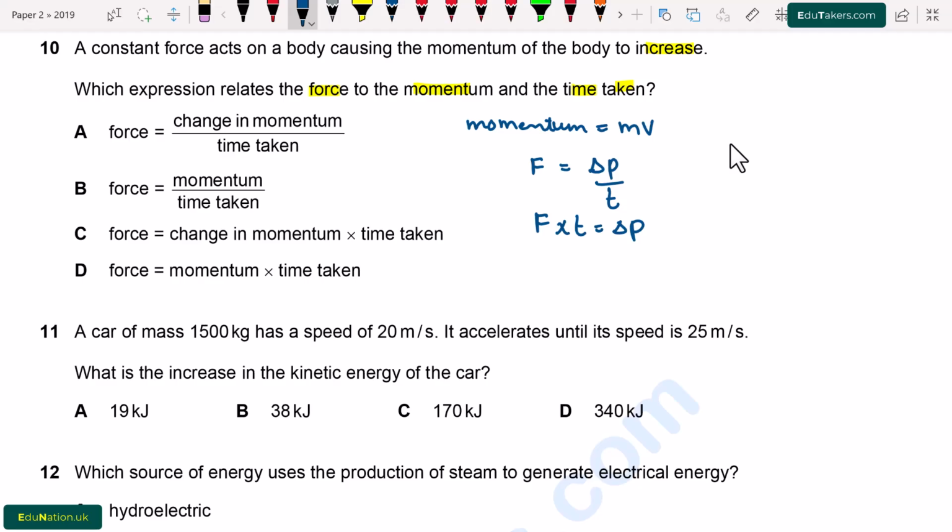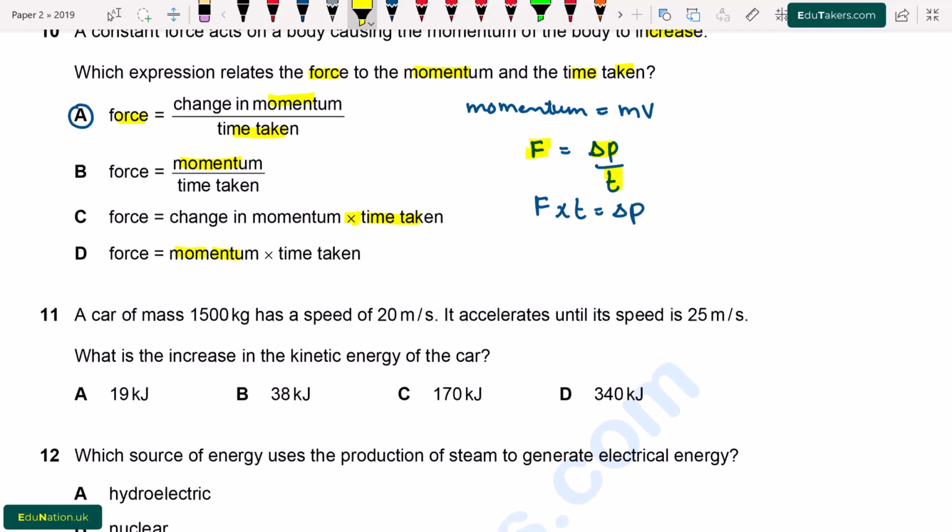We see the options. Option A, force is equal to change in momentum over time taken. So this formula is basically force is equal to delta P over T. So option A is correct. Option B is incorrect because here is only momentum, not the change of momentum. C is also incorrect because here is the multiplication of change in momentum and time taken. And D is also incorrect because of the multiplication and also just momentum, not the change of momentum.